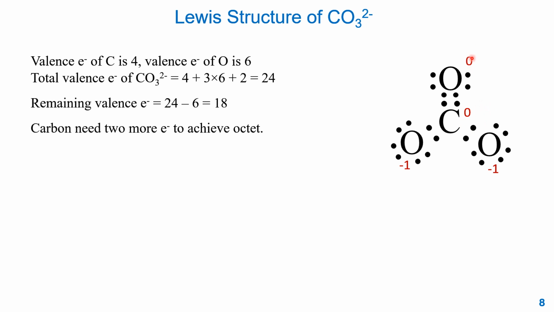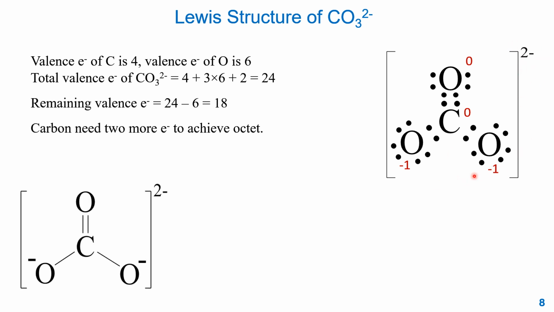You can calculate the oxygen here. 6 valence electrons minus 4 for the lone pairs, that's 2, minus 2 for the bonds, 0. For this oxygen, 6 minus 6, but minus 1 is negative 1. Same thing, this oxygen is 6 minus 6 minus 1, so negative 1. So that's a good Lewis structure for this carbonate. It's 2 minus, okay. And you can actually draw it this way, with the double bond, like I just said.